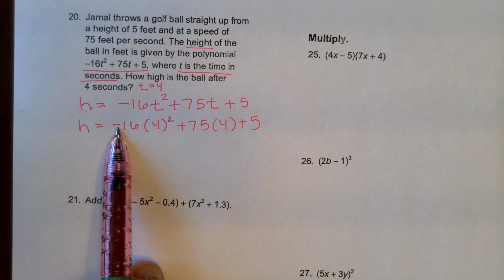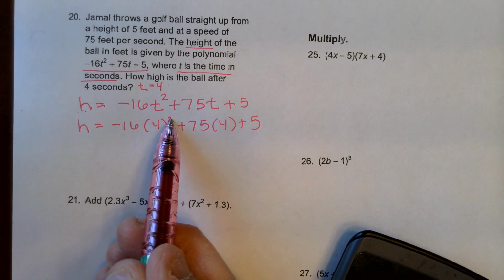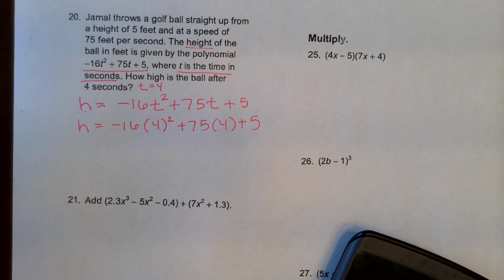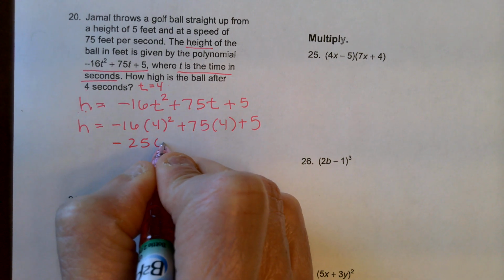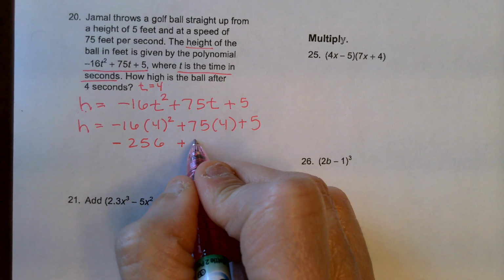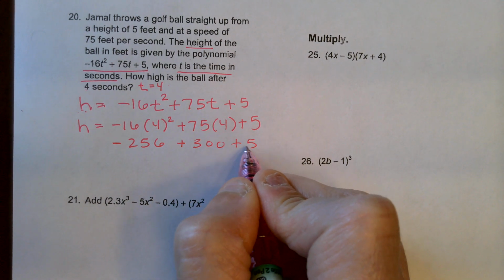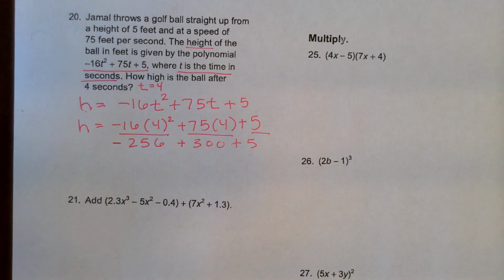Okay, the negative's out front, so don't let that bother you. 4 squared, do that first. Powers first. 4 to the second is 16. 16 times 16 is 256, and it is definitely a negative. 75 times 4, make sure you do order of operations properly here. Okay, we do this, we do this, we do this, then we add them all together.